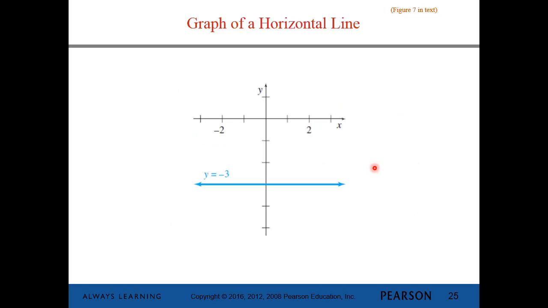The graph of a horizontal line, as we said, goes horizontal. So it's always going to be y equals b, where b is the y-intercept. In this case, it's y equals negative 3, and it's a horizontal line. So the equation of a horizontal line is always going to be of that form.